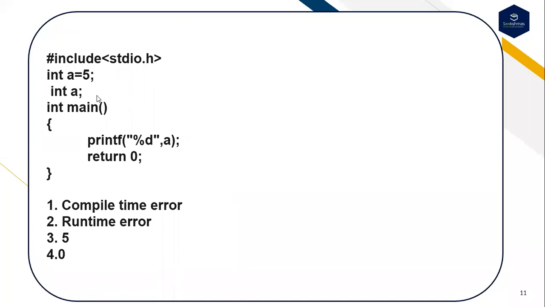This is the fourth question. These are the global variables. int a is equal to 5, int a, int main, and here I am trying to print the value of a. These are the following options. First option is compile time error, second option is runtime error, third option is 5, and the fourth option is 0. You can pause this video and predict the output of this code.